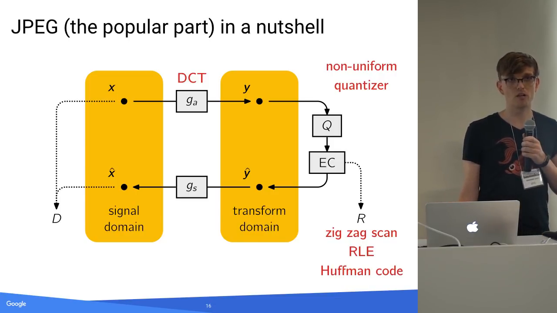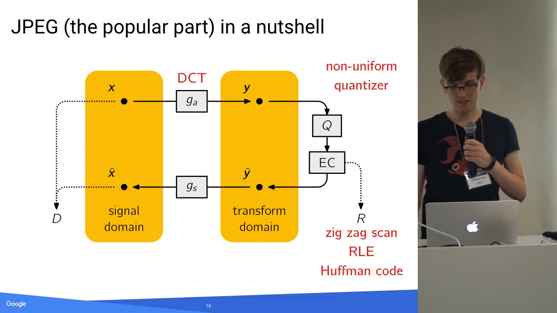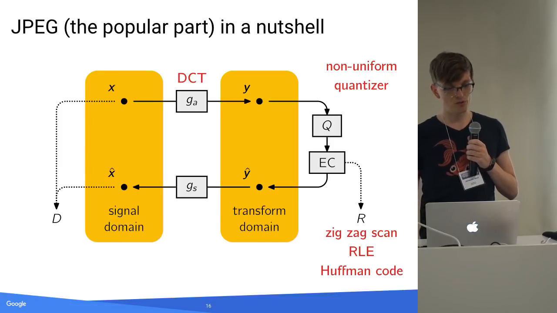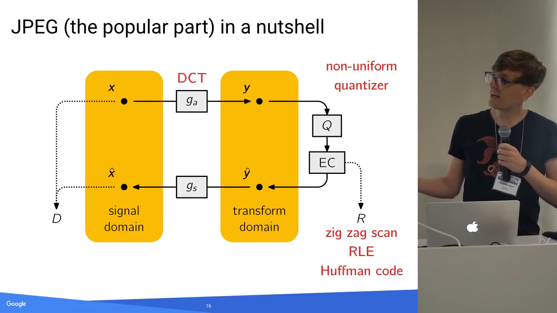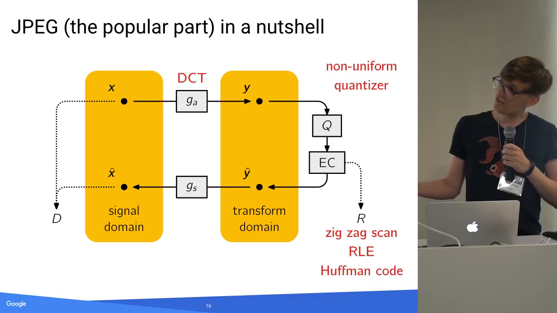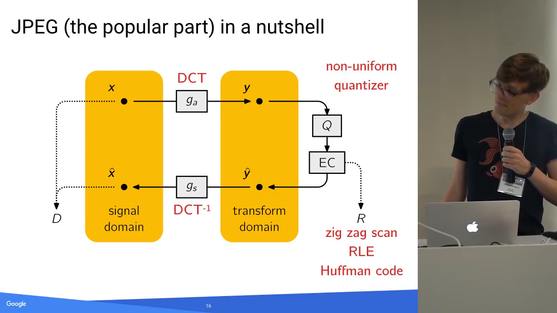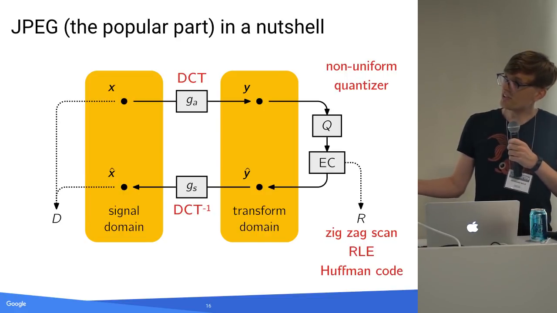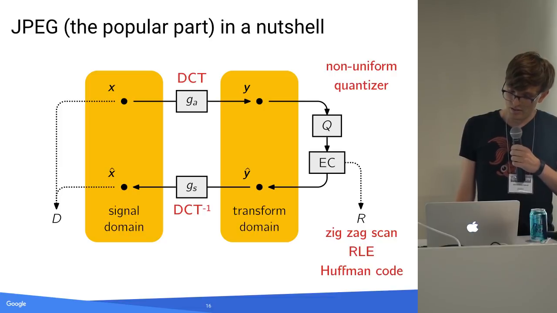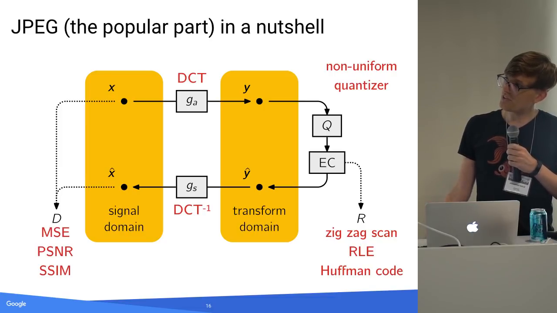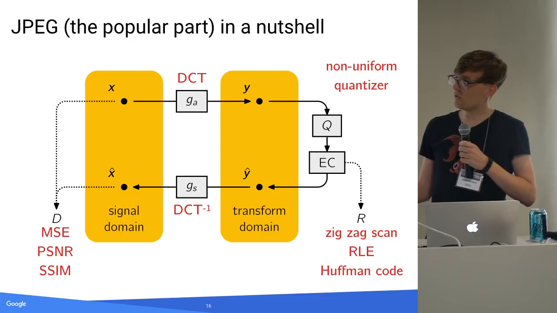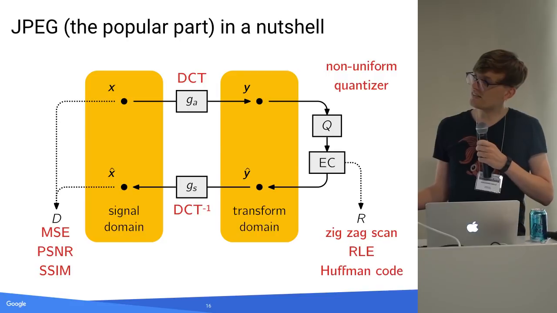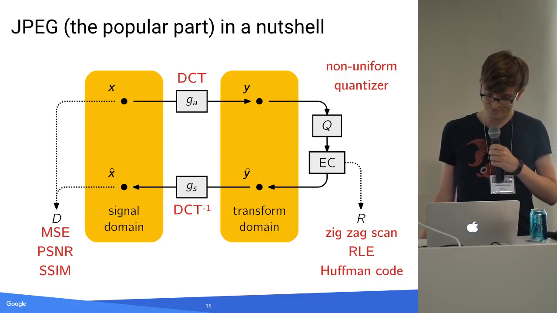I'm going to skip over a couple of important details here just to keep it simple. The main point is that we'll end up with a set of quantized coefficients, which I'm calling Y hat. And these are then fed through the inverse transform. That gives us the reconstructed image X hat. And then we can measure the distortion with a metric of our choice. So what ends up defining this method is, on one hand, the distortion, and on the other hand, the rate.